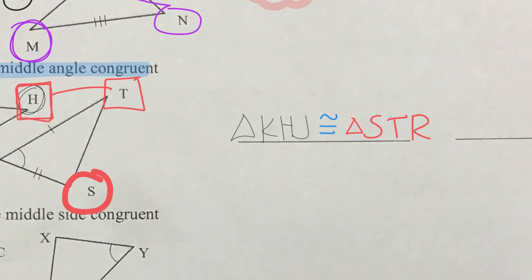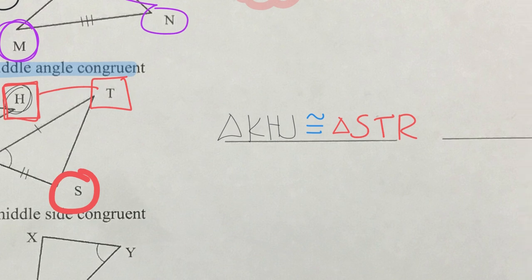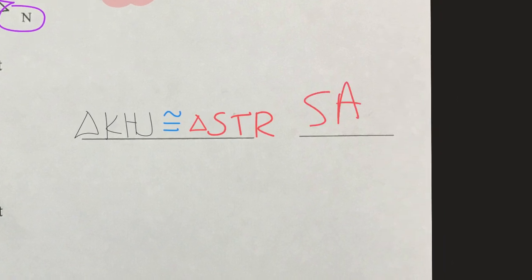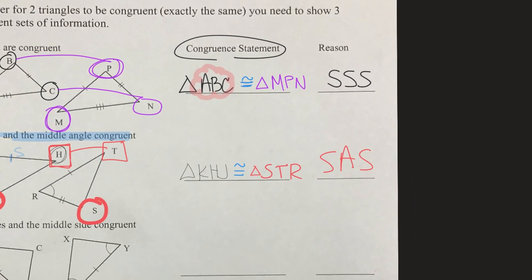So that's the triangle congruence statement. It says that this triangle with these three letters is congruent to another triangle with corresponding letters. Every angle has a corresponding congruent angle that you write it down with. And then this would be the side angle side postulate. That's why these two triangles are congruent, side angle side. So we have two things: we have a congruence statement, and we have the reason why they are congruent.